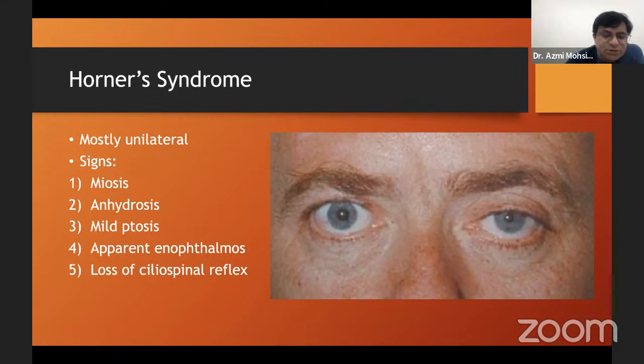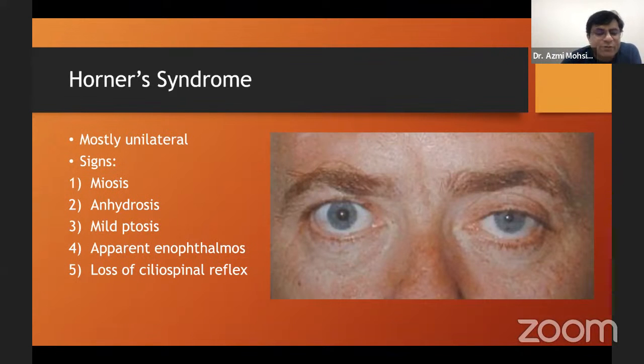Anhidrosis, because loss of secretions, like lacrimal secretions, will lead to anhidrosis. Mild ptosis: remember the LPS, levator palpebrae superioris, that muscle has both skeletal and smooth muscle components. The skeletal muscle of the LPS is innervated by the oculomotor nerve, and the smooth muscle component, called Muller's muscle, is innervated by the sympathetic fibers. So if that is lost, there will be mild ptosis, drooping of the upper eyelids.